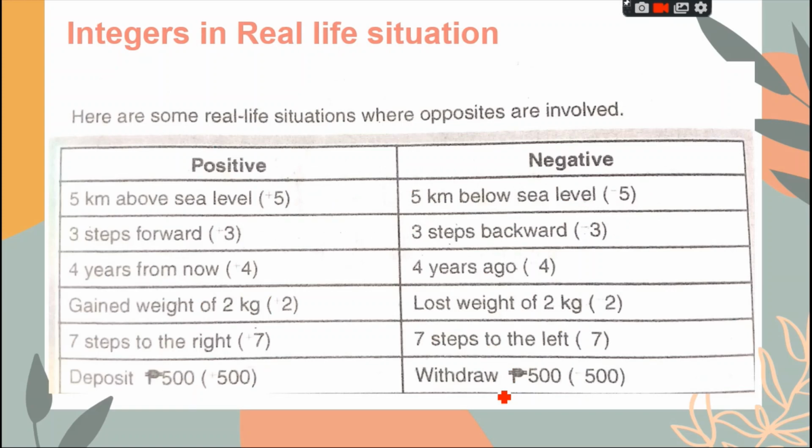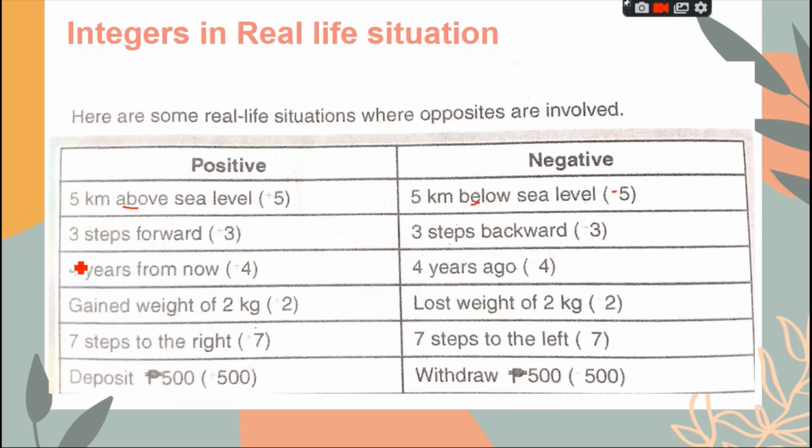This time, we can also use integers and connect them to real life situations. Here are some of the examples where opposites are involved. All of the sentences on this side are positive and on this side are negative. So when we say 5 kilometers above sea level, it means positive 5. When we say above, it means add. But when we say 5 kilometers below sea level, below means negative. So this one is negative 5.